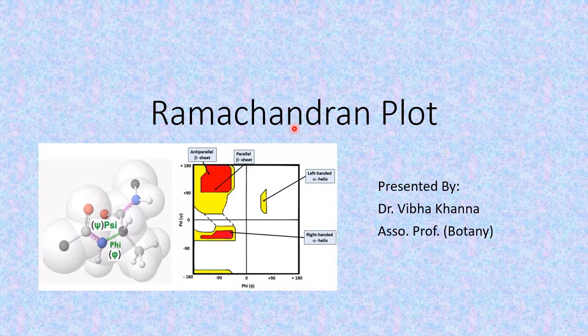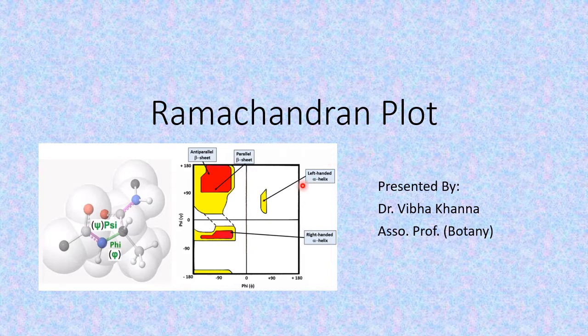Hello viewers. In our previous videos, while dealing with the two-dimensional or the secondary structure of proteins, we came across various secondary structures like the alpha helix or the beta sheets, the turns, etc. Now, what is the criteria to decide which type of secondary structure will form in a given stretch of polypeptide?